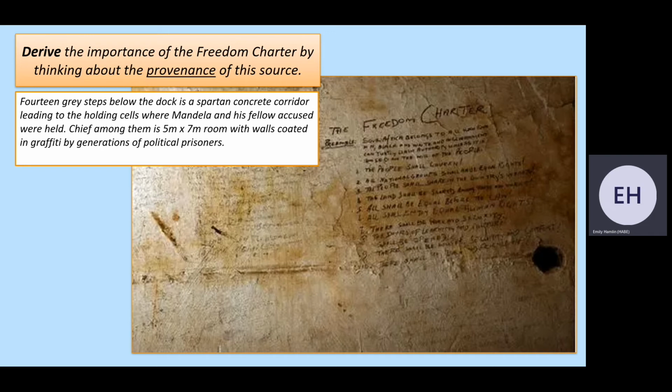Chief among these cells and this corridor and some of these photographs is a 5 metre by 7 metre room where the walls are just coated in graffiti by generations of political prisoners. And herein lies the Freedom Charter. So this discussion would be had in our lesson: why is this written here?